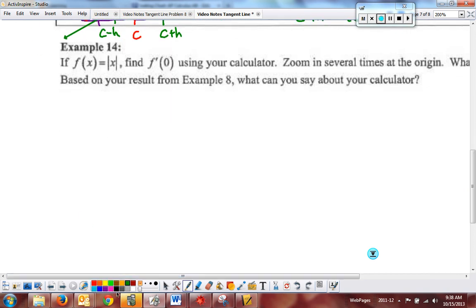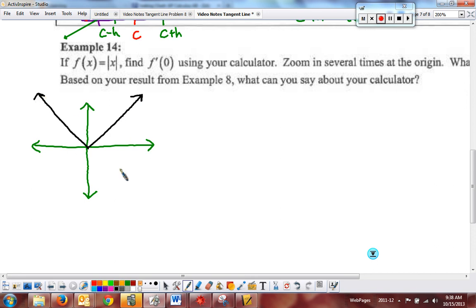What can you tell me about, because we've just done a lot of work with this, the derivative at x equal to 0 on an absolute value graph? It does not exist. Okay, so we're going to come in here, here, and here, and we already know f prime of 0 does not exist.